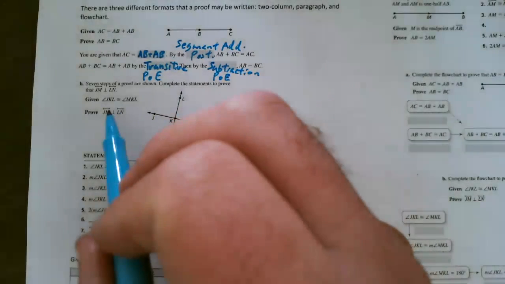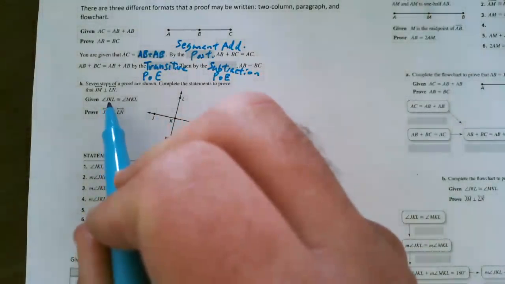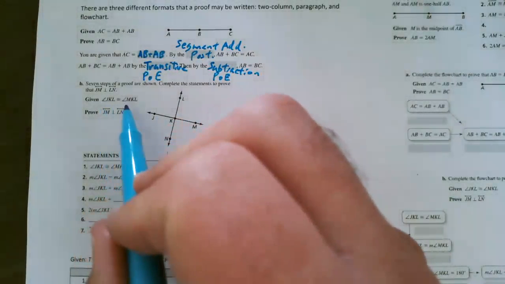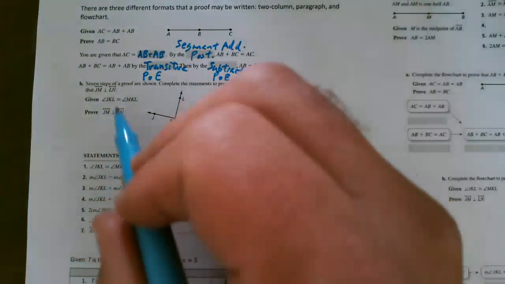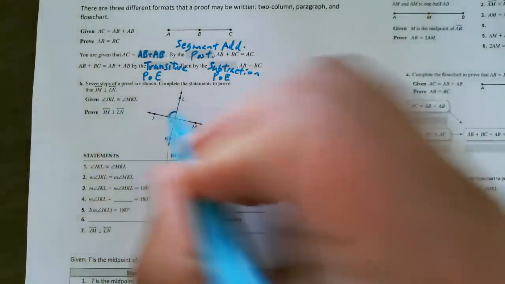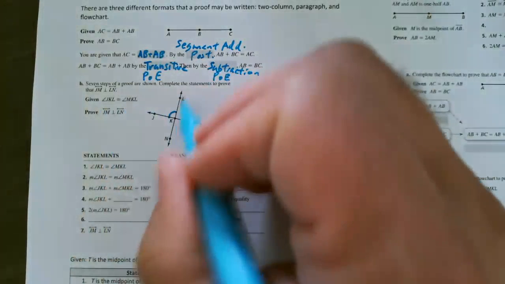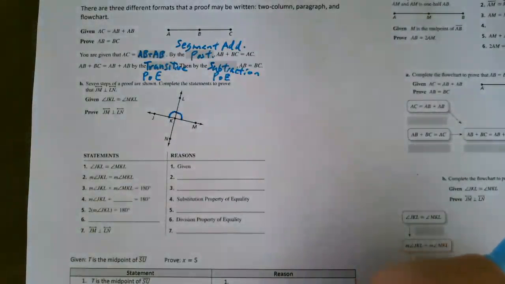Also, they told us that we're given angle JKL is congruent to angle MKL. Now, if they give me a diagram, I'm going to go ahead and label it with what they gave me. So I have JKL is congruent to MKL. Great. We know those two angles are congruent. We can see what two angles we're talking about.